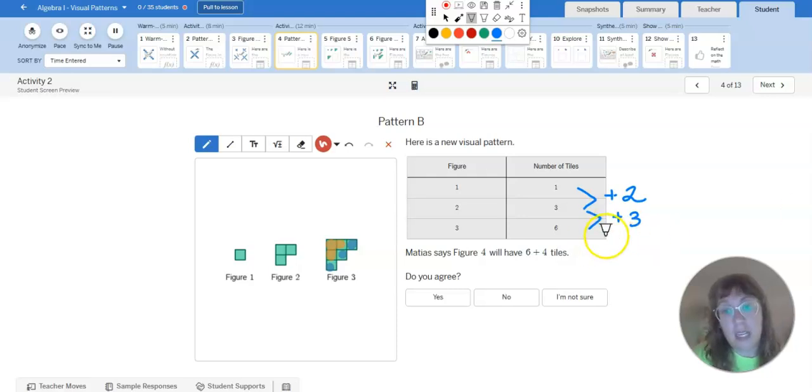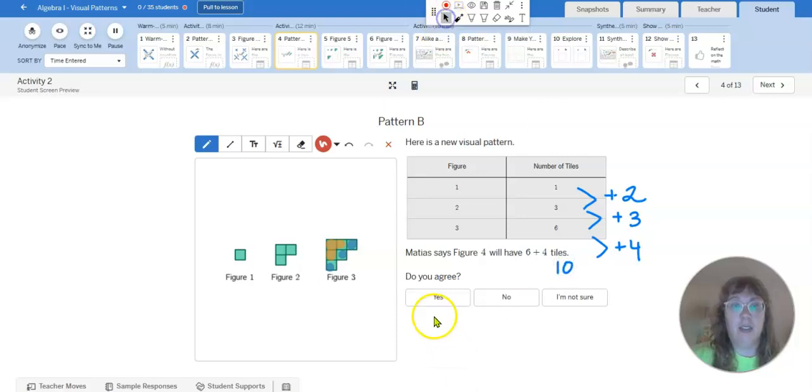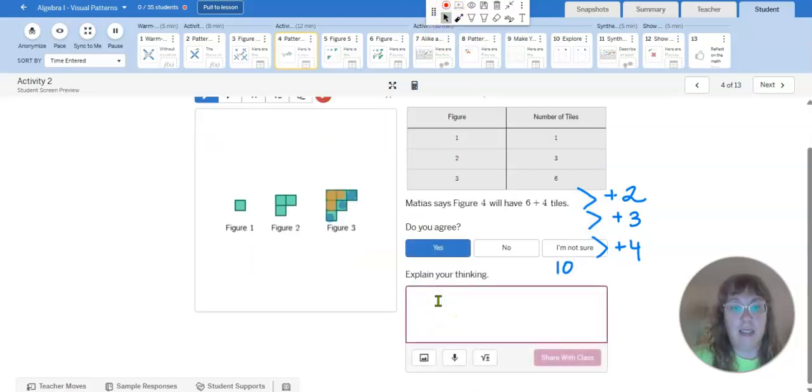So do we agree that we're going to add 4 to get to figure 4? And you can hit yes or no. Notice the pattern. We want to keep that pattern the same. It's going up by 1 each time. So 6 plus 4 would get us 10 tiles. So I'm going to say yes.